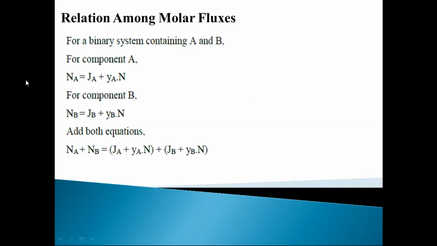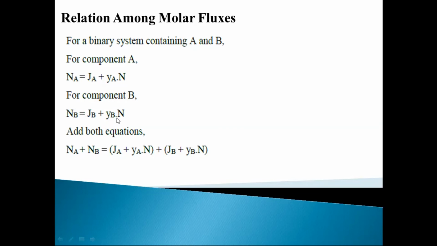Okay. Similarly for component B, Nb is equal to Jb plus Yb into N. So Nb is not N flux. Again, I am repeating, Nb is not N flux. It is the total flux for component B, and it is equal to the flux because of its relative velocity, that is Jb, and this Yb into N is nothing but the flux because of its position, that is Yb into total flux N.